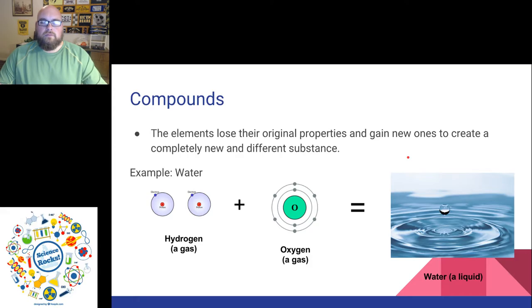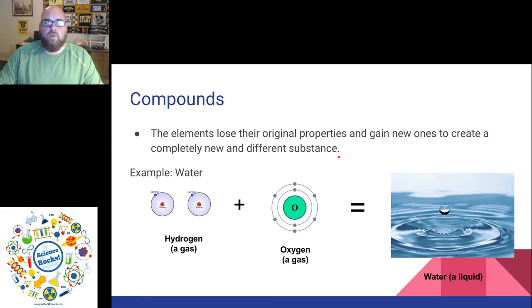So one thing to know about compounds is that they are made up of different elements, usually 2 or more. Well, when those 2 elements combine, the original elements lose their properties, but they gain new ones when they create the new and different substance.